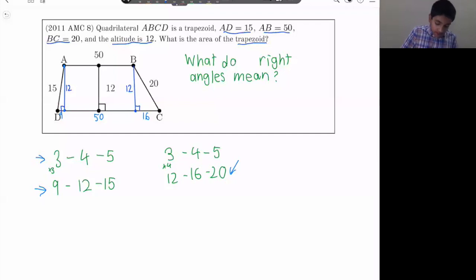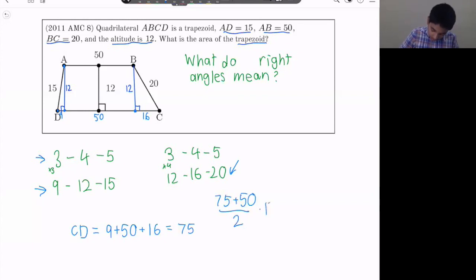And that means the whole base CD is equal to, well, we know this part is 9, plus this part is 50, plus this part is 16, so we can break it up into 3 pieces: 9 plus 50 plus 16 is 75. And now all we have to do is take the average. So 75 plus 50 divided by 2 times 12. The 12 and 2 cancel, giving 6 times 125. That's 750.